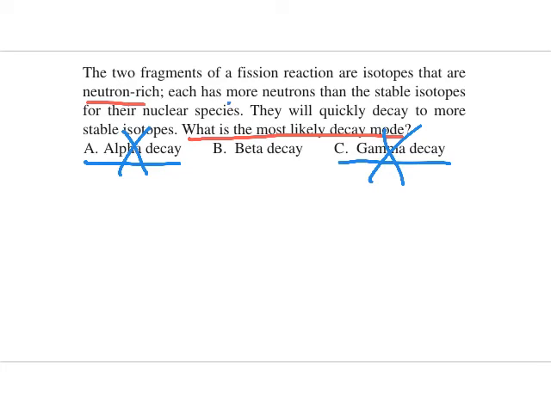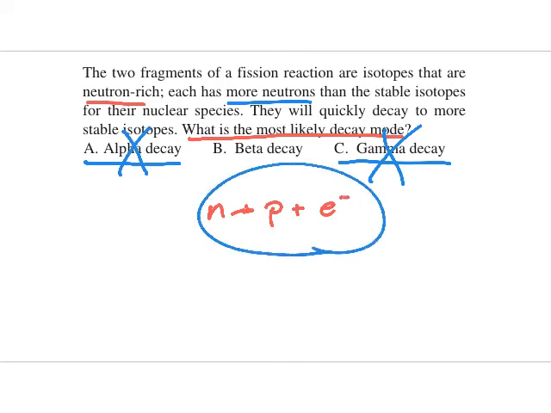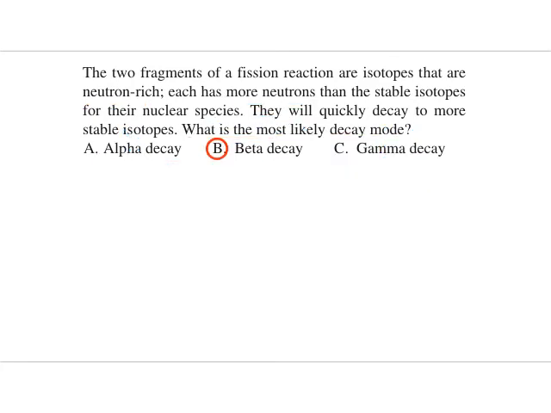It's got too many neutrons. And if you have too many neutrons, the way that you're going to decay is by turning a neutron into a proton plus an electron. That happens inside the nucleus. That is the hallmark of beta minus decay. Remind yourself of that crucial fact. We're on to the next question.